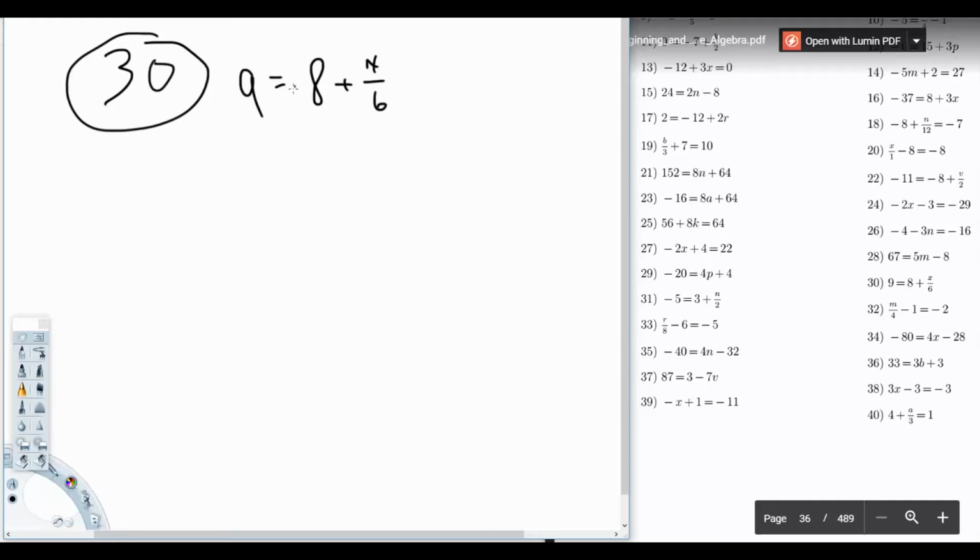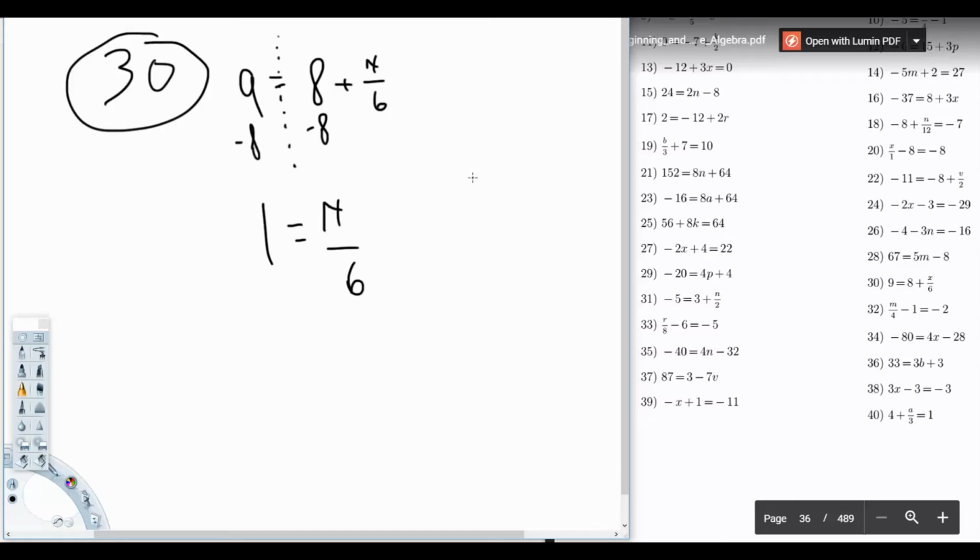All right, so we need to get rid of this 8. So we subtract 8 from both sides. 8 minus 8 equals 0. We don't have to write that down. 9 minus 8 equals 1. So that equals x over 6.